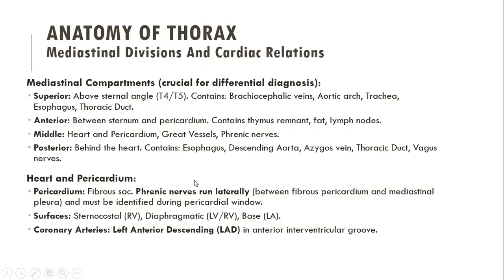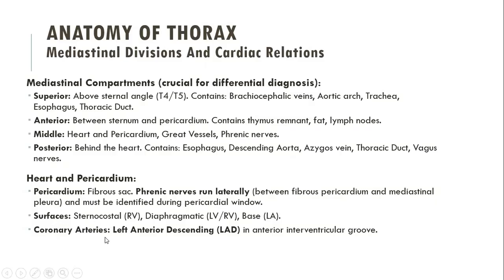Now, heart and pericardium are the important structures in the thorax. Pericardium is basically a fibrous sac which contains the heart. The phrenic nerve basically runs laterally, between the fibrous pericardium and mediastinal pleura, and it is an important nerve that must be identified whenever you are opening the pericardial window.